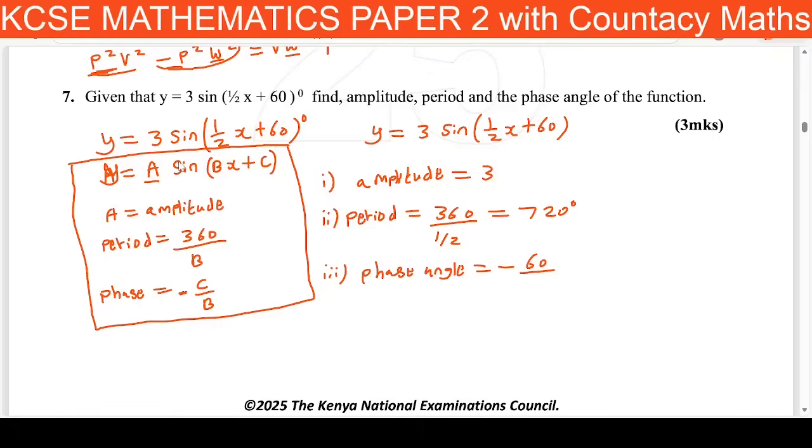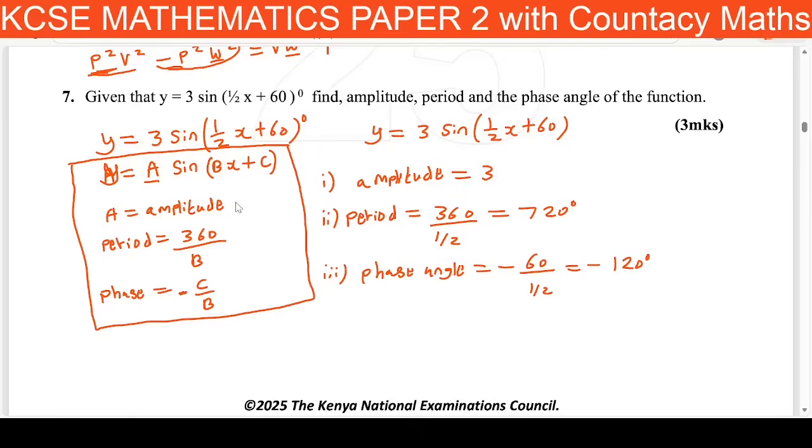What about B? B is right here, which is a half. We divide by half. So this is going to give you negative because of this negative. And then you have 60 divided by half. That's going to give you 120 degrees, like that. And that is exactly how you're really supposed to solve that. And that is the correct solution for that.